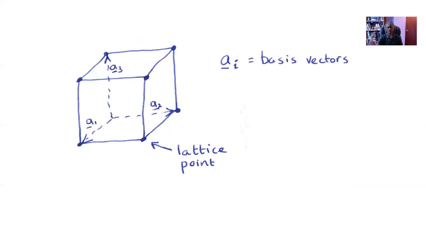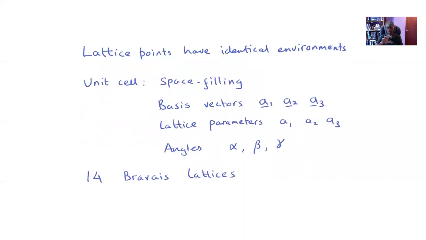In three dimensions, we have to specify three basis vectors, A1, A2, and A3, to completely define the unit cell. So let me summarize. Lattice points have identical environments. A unit cell has to be space-filling, and it can be defined by a set of basis vectors, A1, A2, and A3. And the magnitudes of those vectors are known as the lattice parameters, and the angles between those vectors are conventionally called alpha, beta, and gamma.